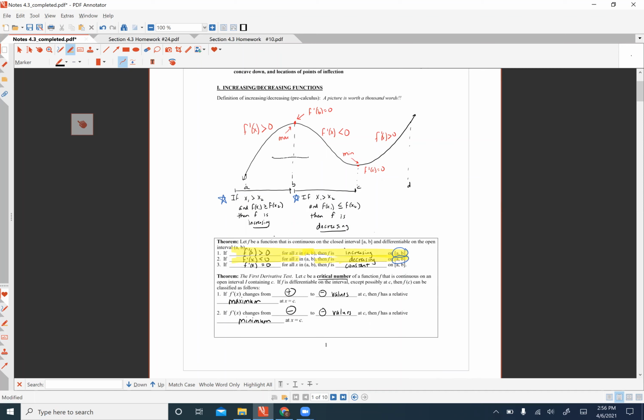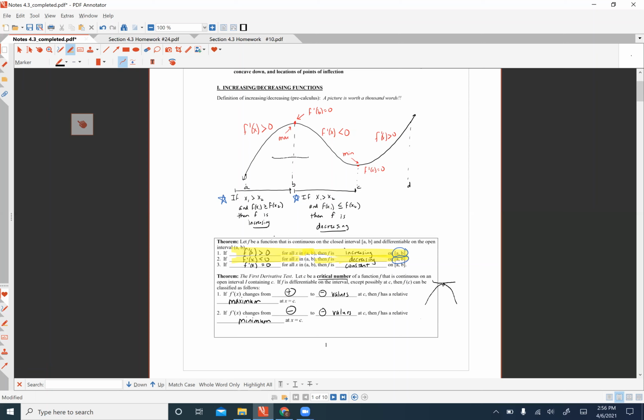Then here's what we call the first derivative test. Let c be a critical point. Remember that's where the derivative is zero, or where the derivative doesn't exist, like an absolute value function. If f prime of x changes from positive to negative, then f has a relative maximum. Positive to negative, and so then we have this maximum right here.